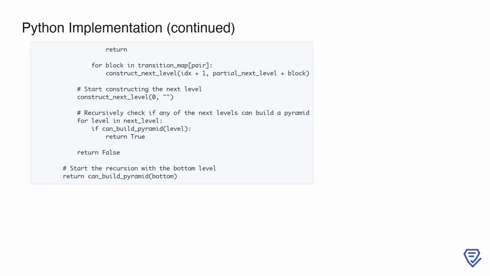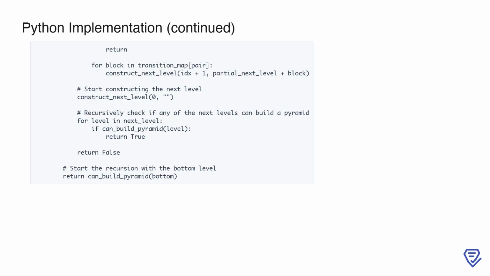After generating the next level, we then iterate through each configuration in next_level and recursively call the can_build_pyramid function to check if any of these configurations can lead to a valid pyramid. If we find at least one configuration that works, we return true. If none of the configurations lead to a valid pyramid, we return false to backtrack and explore other possibilities.